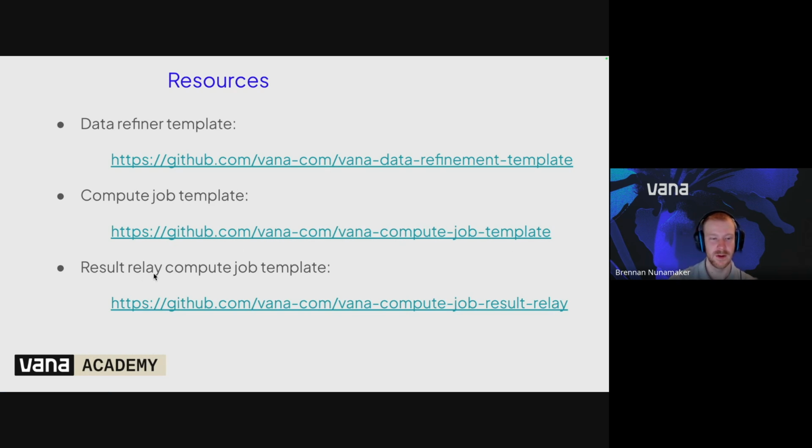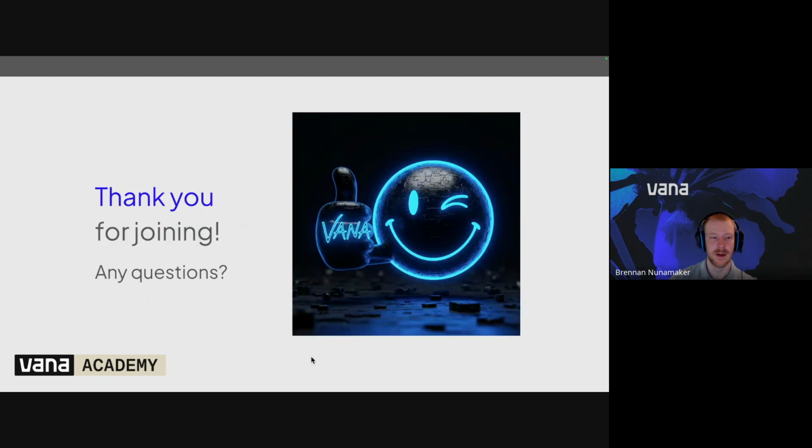There's also the result relay compute job. So if you don't know where this compute instruction is registered on chain, you can just go in and register it yourself and write the on-chain approval with your DLP wallet through the block explorer. For the instruction that you have registered, you'll need the ID.